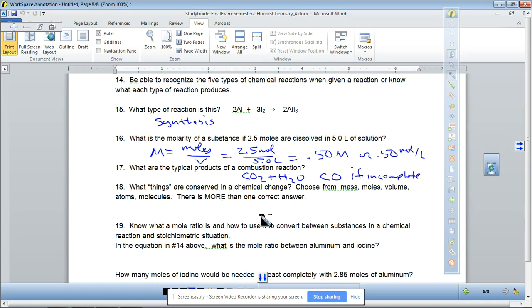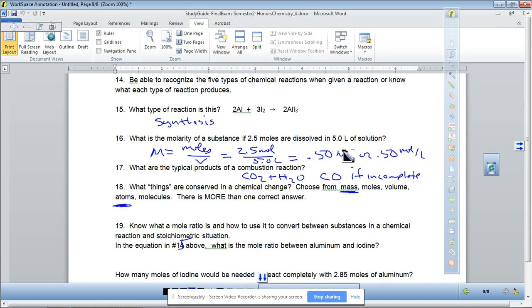What things are conserved in a chemical change? We said there were always two things that have to remain the same: mass and the number of atoms. That's the law of conservation of matter. What's a mole ratio, and use it to convert between two substances in a stoichiometric? It says number 14 up here. I think they meant number 15.